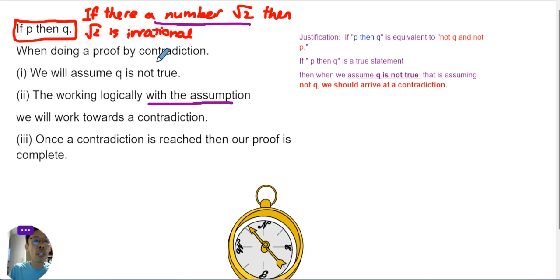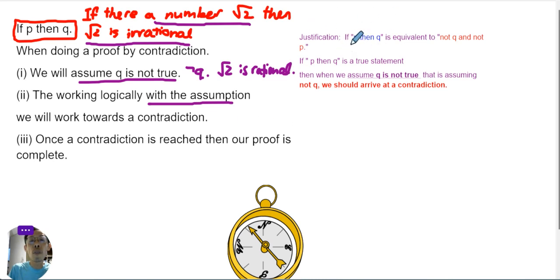So if we want to prove by contradiction, we will assume the implication here to be not true. Not true means we assume not Q in this case. So we can say square root of 2 is rational. And then we work with this assumption until we reach a contradiction.